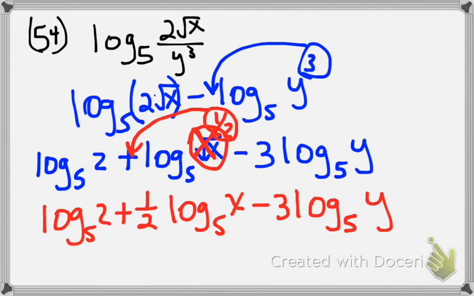So when it's expanded, there should be no powers, there should be no roots, everything should be just spread all the way out as far as it can. That makes an expanded logarithm. And then for number 55, if it's already expanded and they ask us to condense it, then we're going to put everything back together and take it back down to where it's one single logarithm.